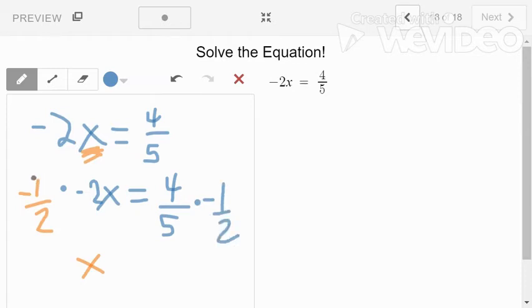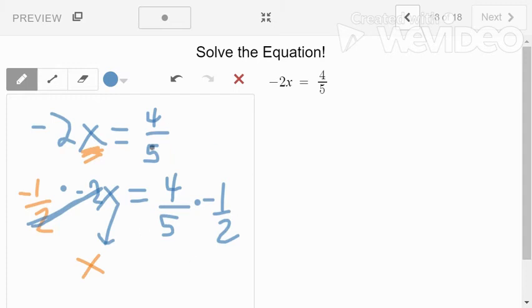So if you look here, negative 1 times negative 2, a negative times a negative is a positive. So negative 1 times negative 2 is 2. And then 2 divided by 2 is just 1. So all of this cancels out to 1, and we're just left with this x right here, which is what we want, right? Now we got the x by itself.